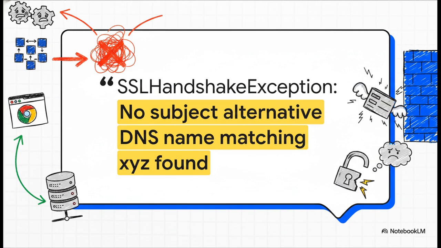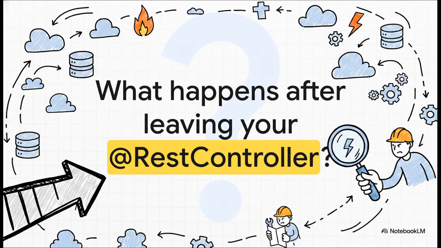You might be a wizard at building microservices, but you don't fully understand how these systems actually talk to each other. So that brings us to a really fundamental question. What actually happens after the request leaves your REST controller?